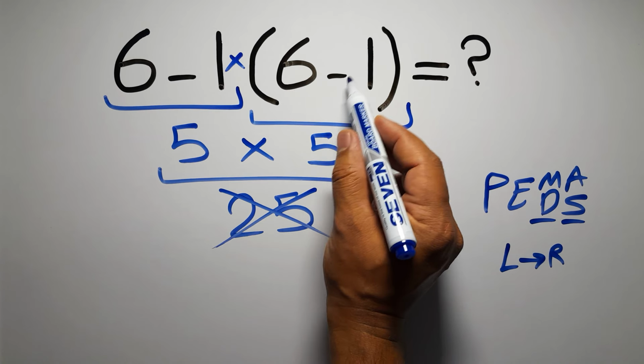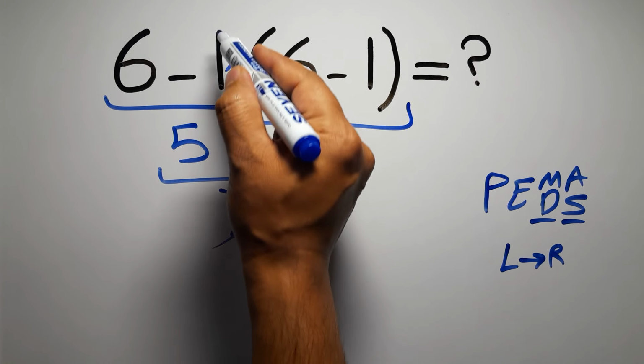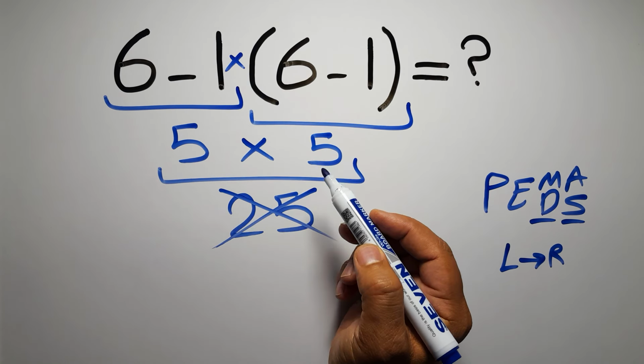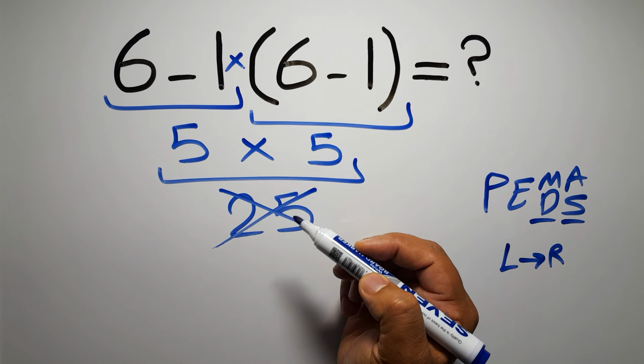Inside this parenthesis, we have one subtraction. Here we have a multiplication, because in mathematics, when a number is placed next to parentheses, it means multiplication. And we usually don't write the multiplication sign for brevity.